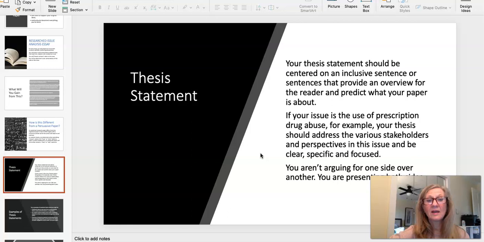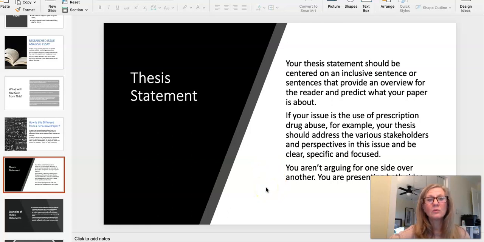So you might say something to the effect of, prescription drug abuse needs to be looked at both from the side of rehabilitation of the addicted person, and also looking at it from the side of the effects on the families. So you might look at, again, the effects on the individual who is the abuser and the families who are a second set of stakeholders.